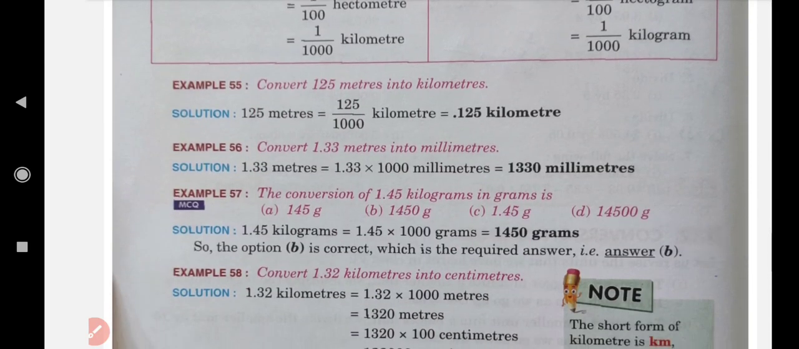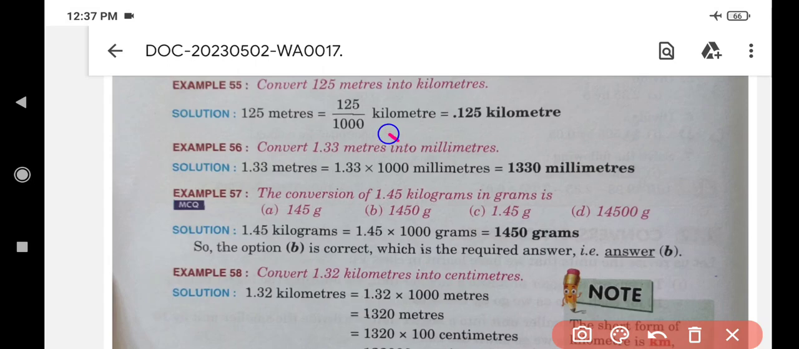Convert 125 meters into kilometers. Now children, we are converting a smaller unit to a bigger unit, so we divide. 1 meter equals 1 by 1000 kilometer. So 125 divided by 1000. The result will be 0.125, because, as we discussed last class, when we divide by 1000, which has 3 zeros, the point will be shifted to the left side, so 0.125.